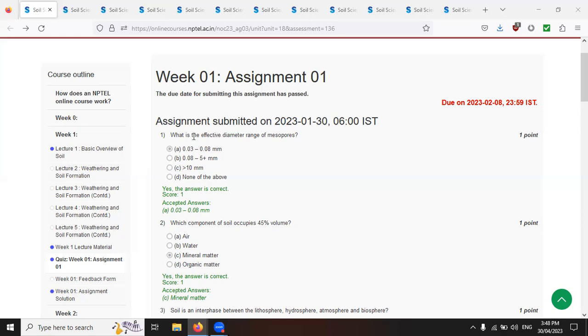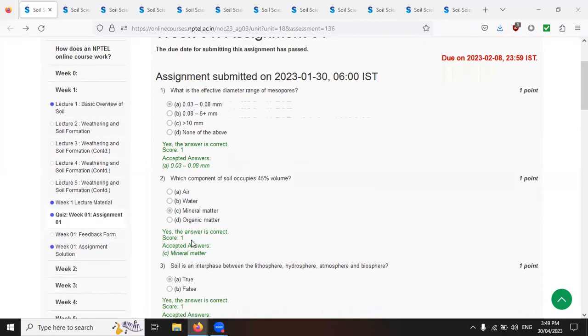So I'm just going to go through these dozen odd assignments and some multiple choice questions and see how it goes. What's an effective diameter range of mesopause? 0.3 to 0.8. Which component of soil occupies 45% volume? Is it air, water, mineral matter, or organic matter? It's mineral matter. It's 45% because organic's 5% and these two are 25%.